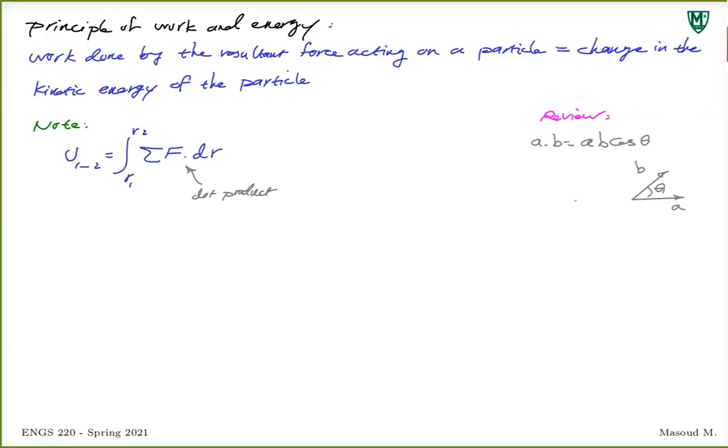Now, when cosine theta is 0, what theta gives us cosine theta 0? You remember that? 90 degrees, exactly. So that means that when A and B are perpendicular, when theta is 90 degrees, this A dot B becomes 0. Just going to keep that here.